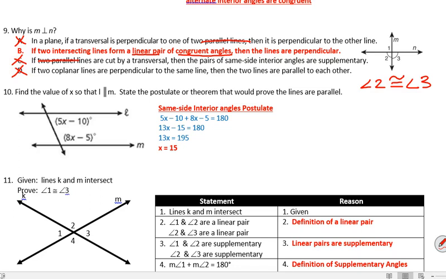Number 10, these are same side interior angles. And notice that this one's obtuse and this one's acute. The reason I knew that was because it says here that L is parallel to M. And so then we're going to add those two together and set them equal to 180 to solve for x. If it asked us to solve for one of the angles, we would plug that x back in.